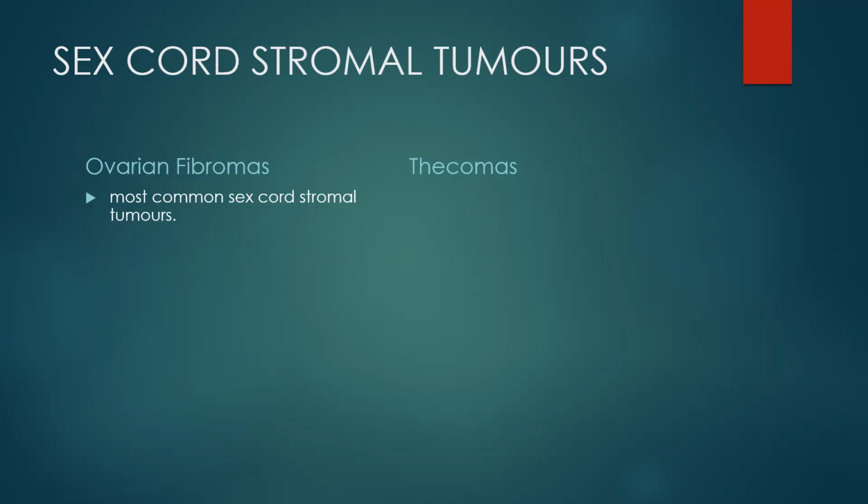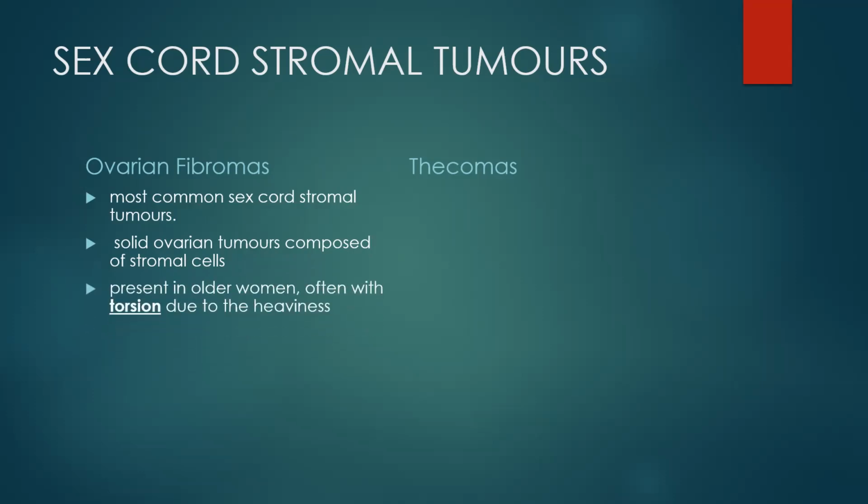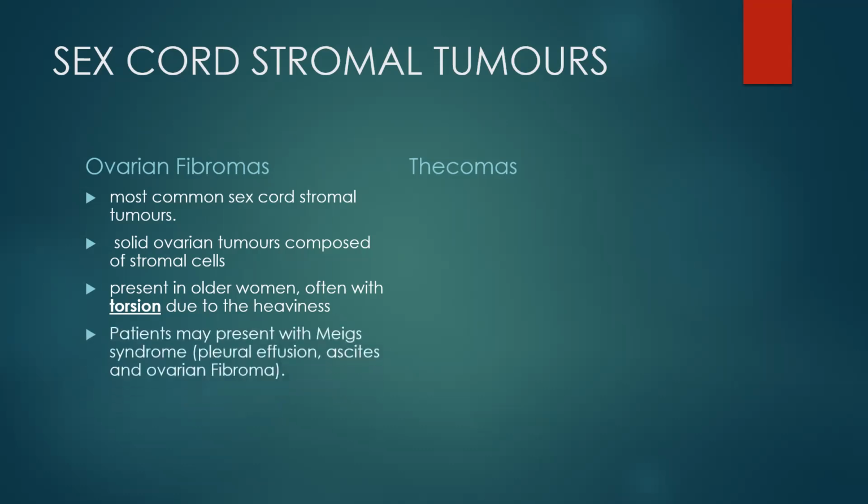Here, I'm just telling that these are hormone-producing growths, and ovarian fibroma does not produce any hormone. Ovarian fibroma is the most common sex cord stromal tumor. Solid ovarian tumors composed of stromal cells. This does not produce hormone, but still they are solid. The problem with the solid ovarian tumors is that they can have torsion, and they can cause symptoms. Present in older women, often with torsion due to heaviness. Patient may present with Meigs syndrome. Fibromas are associated with ascites.